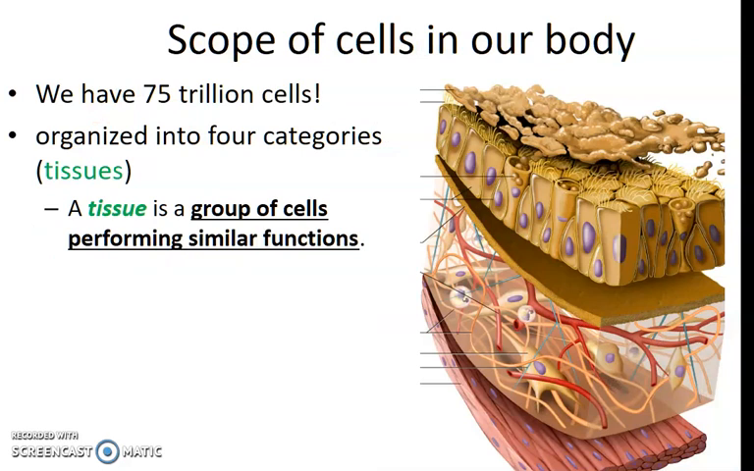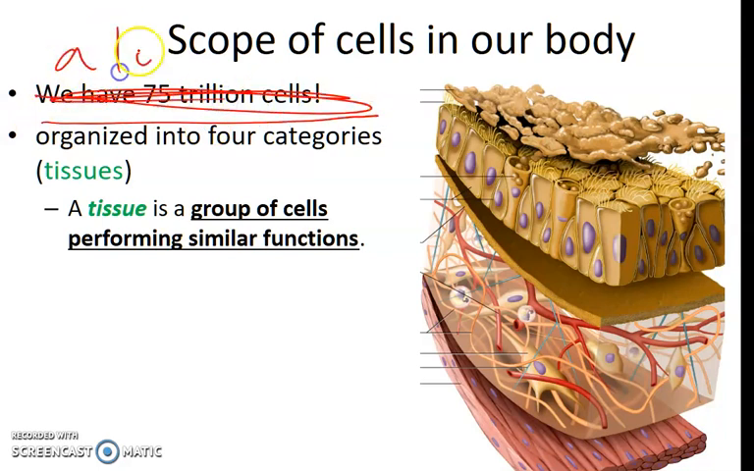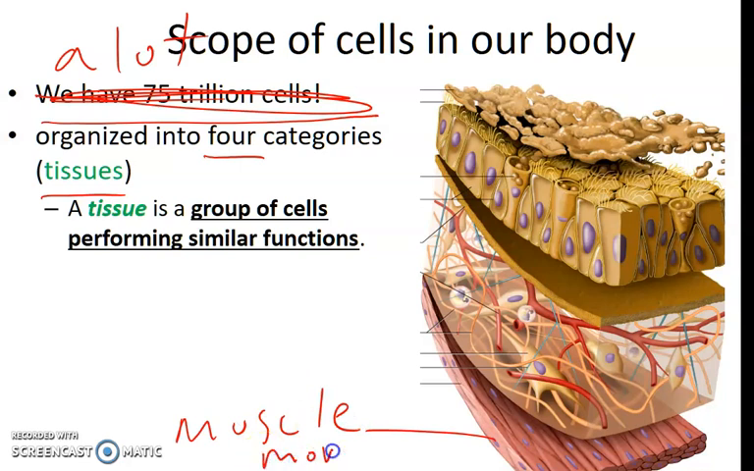Now, we have 75 trillion cells according to a textbook. Do not memorize that, okay? We just have a lot. And cells are organized into 4 categories of tissues. So, what the heck are tissues here? What the heck do our tissues do? Well, that's a muscle. And muscle tissue is made up of muscle cells. What does that do? It moves.